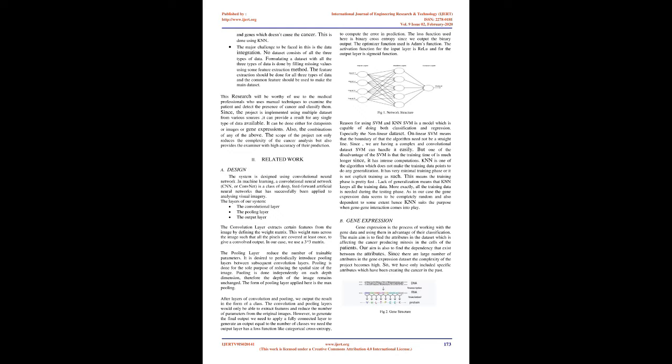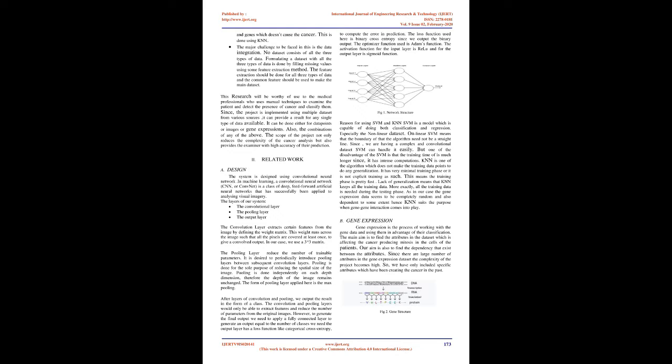The output layer has a loss function like categorical cross entropy to compute the error in prediction. The loss function used here is binary cross entropy since we output a binary result. The optimizer used is the Adam function. The activation function for the input layer is ReLU and for the output layer is the sigmoid function.